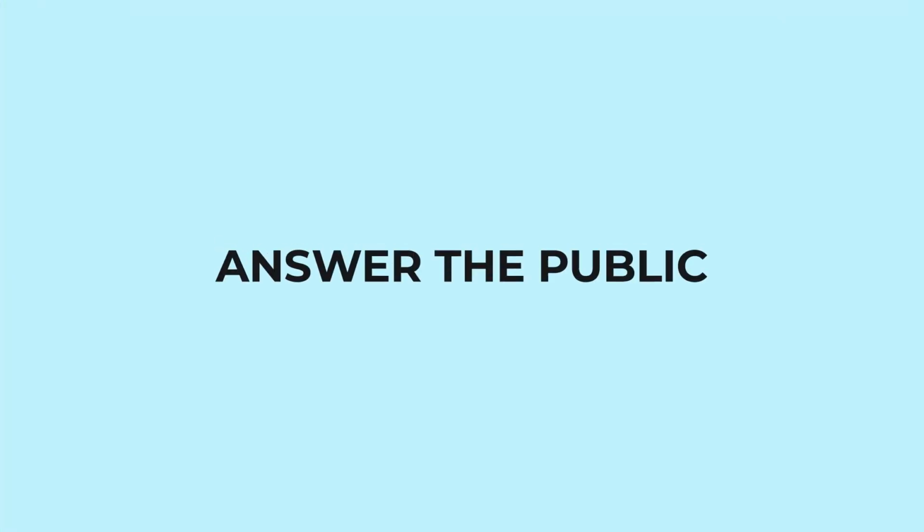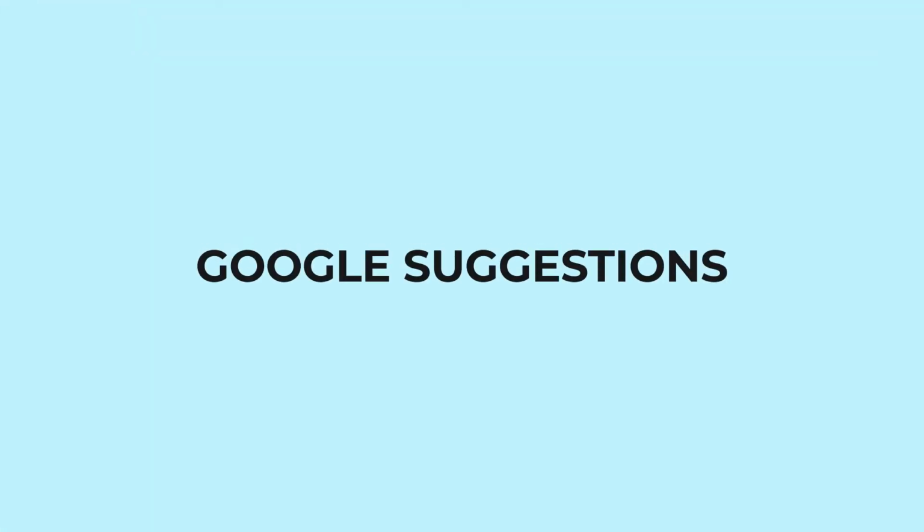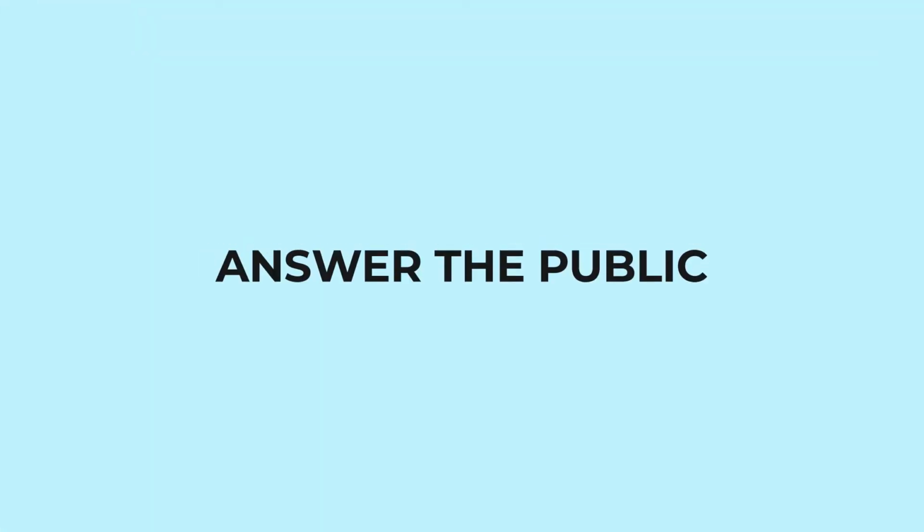Another website that helps you know what people are looking for, or what questions people are asking online, is Answer the Public. You can use Answer the Public to help you also write relevant content. So Google suggestions, Google related search, and Answer the Public are three major things you can use to get ideas on how to write relevant content.